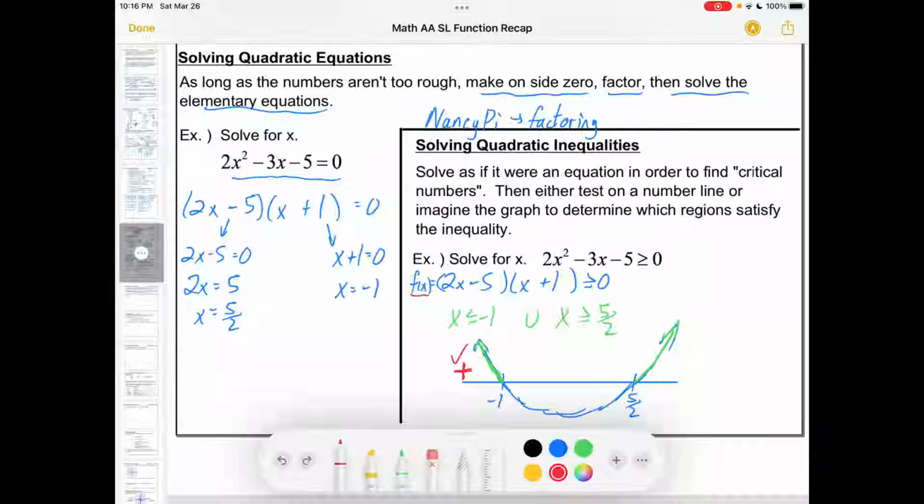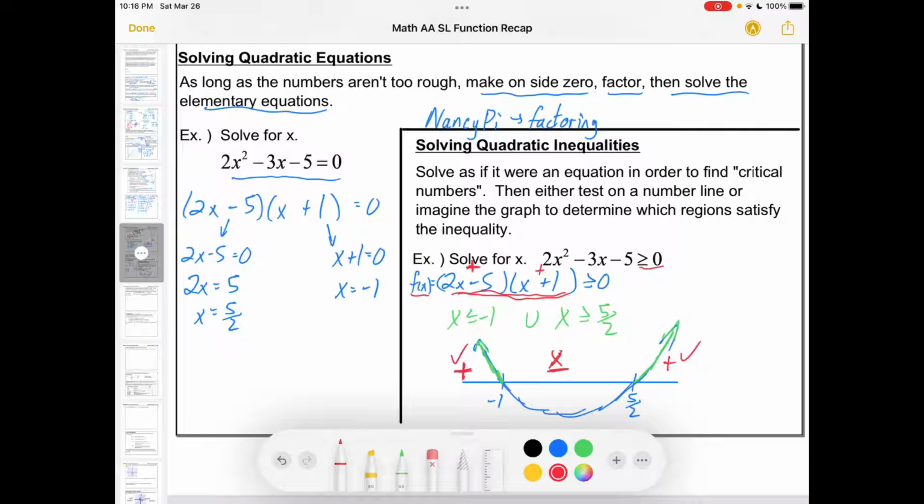If I put in something between negative 1 and 5 over 2, say 0, in for this bracket and this bracket. So let's say I put in 0. This one would be negative, this would be positive. The whole thing would be negative, and that would not be greater than 0. So this would not work. And if I put in something bigger than 5 over 2 in here, I'd get a positive times a positive. Oh yeah, it would be positive, so that would check out.